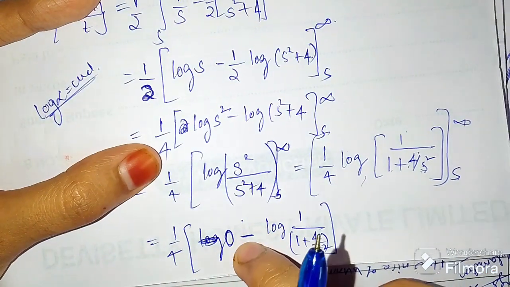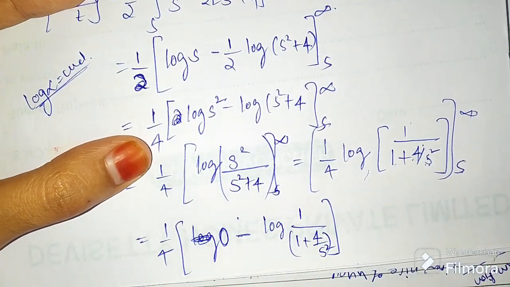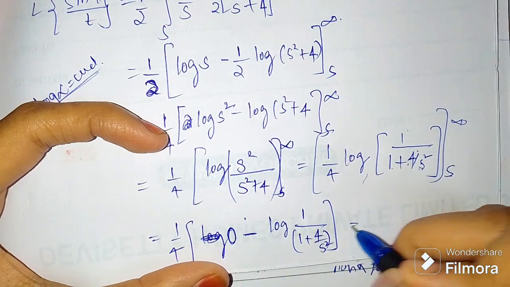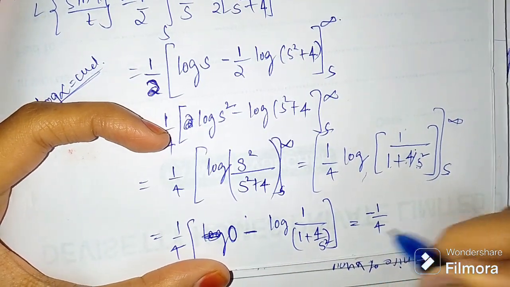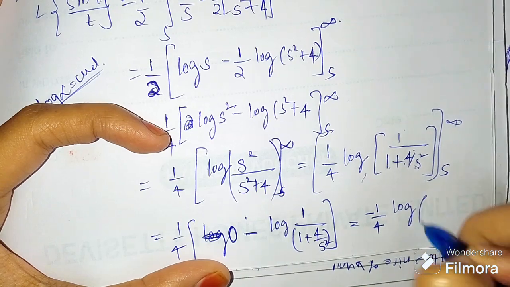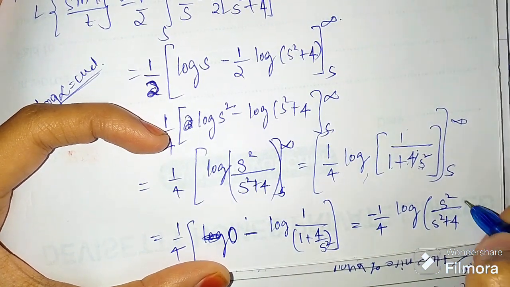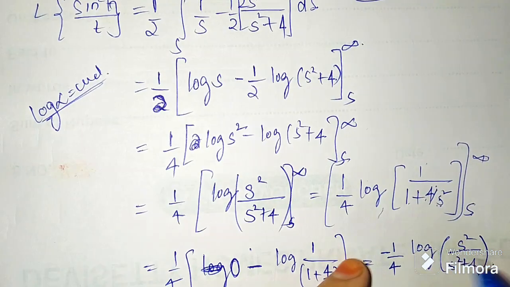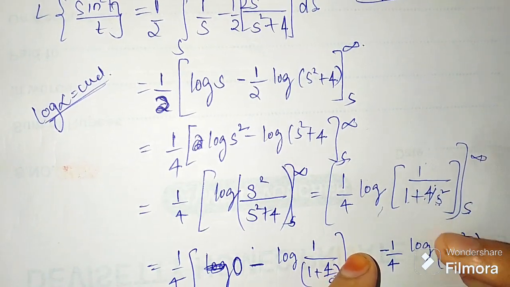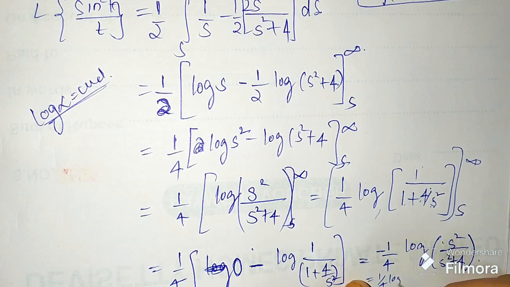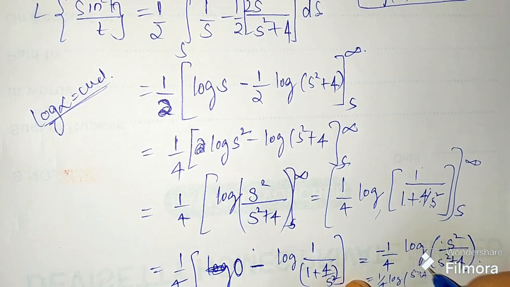So now minus is there. That means I can reverse this. So this is normally minus 1 by 4 log s square by s square plus 4. So if you want, you can take this minus inside and do it reciprocal. You will get 1 by 4 log s square plus 4 by s square.